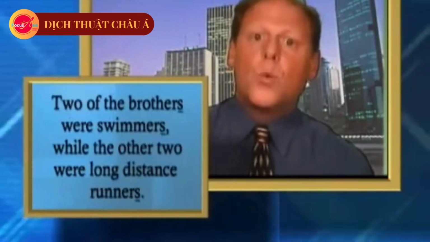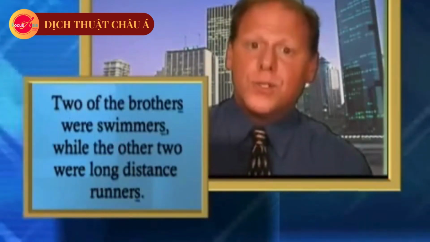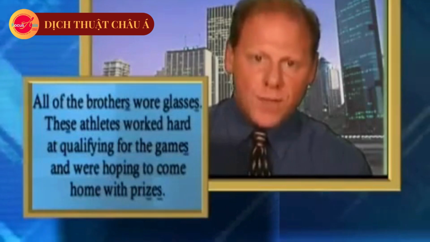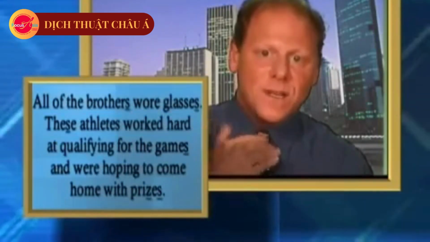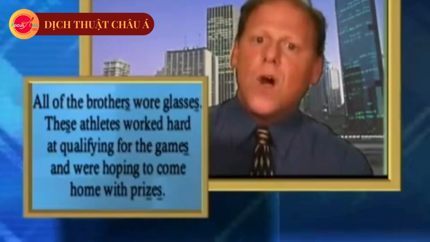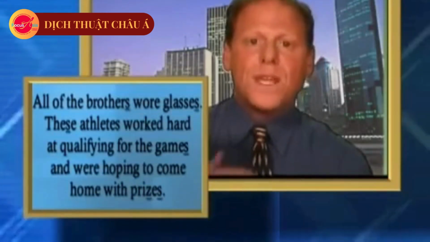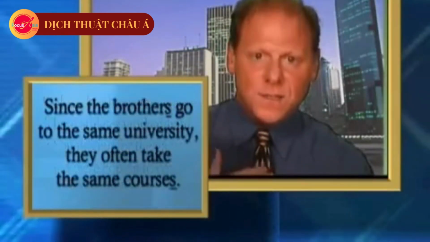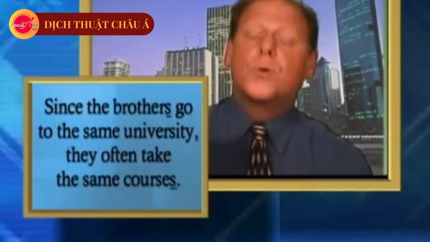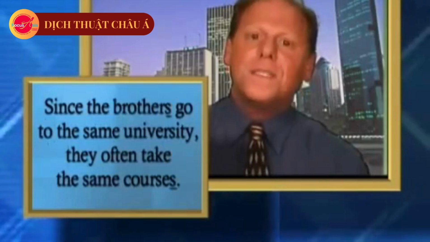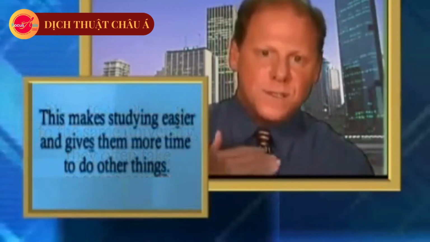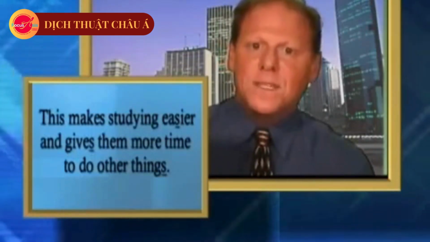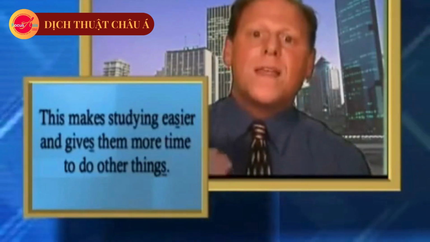Two of the brothers were swimmers, while the other two were long-distance runners. All of the brothers wore glasses. These athletes worked hard at qualifying for the games and were hoping to come home with prizes. Since the brothers go to the same university, they often take the same courses. This makes studying easier and gives them more time to do other things.